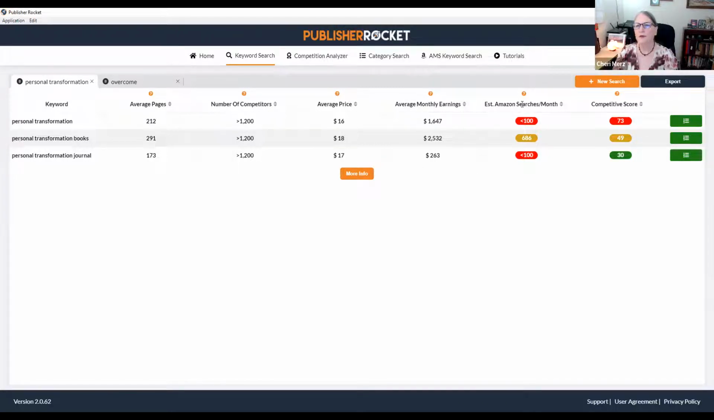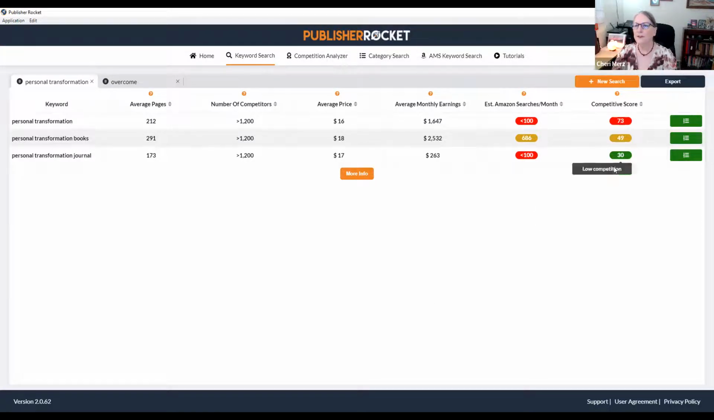But over here, it helps you a little bit. Estimated Amazon searches per month: there are 686 searches for personal transformation books, which also, by the way, gets you the personal transformation keyword. If you put personal transformation books in your keywords when you upload your book to KDP, it will also show up when people search personal transformation, just probably won't rank as high.